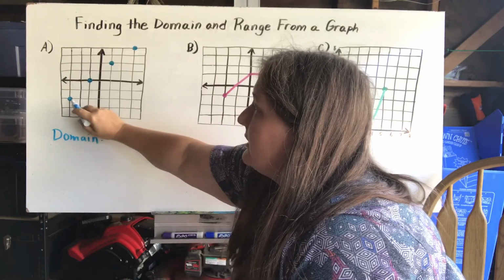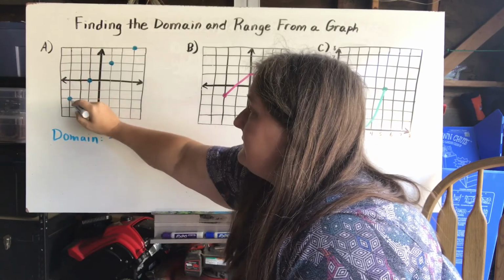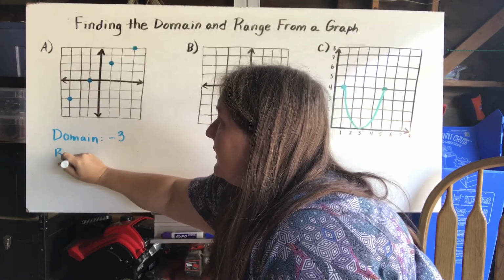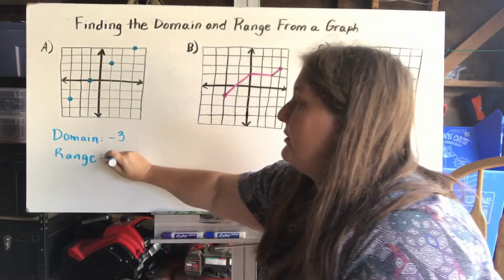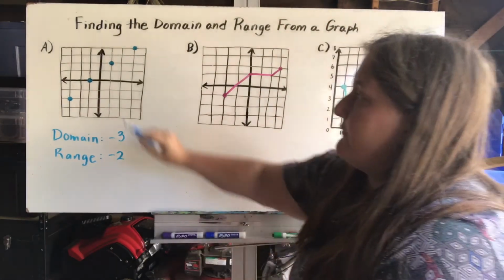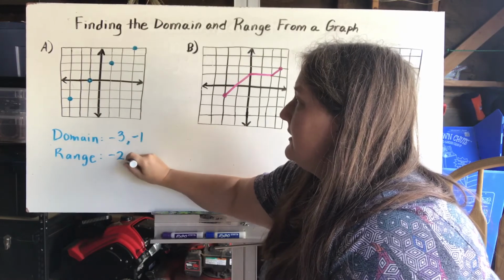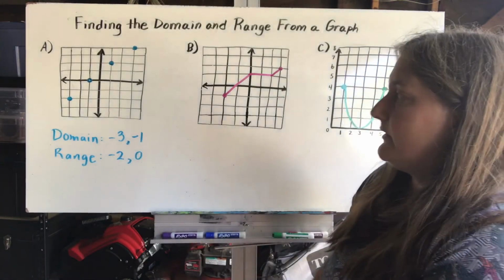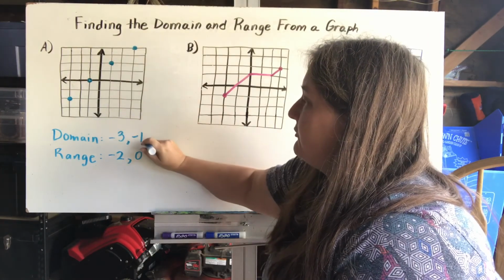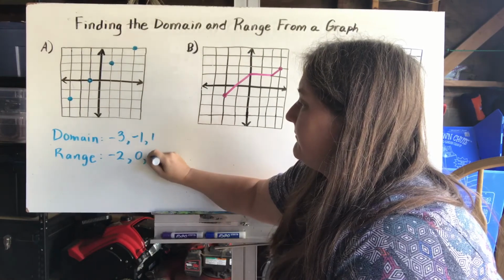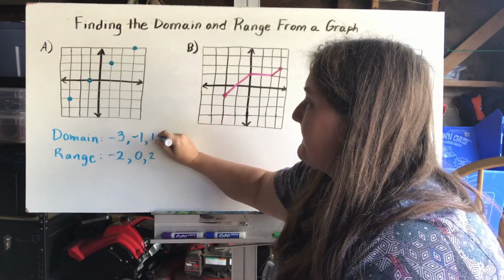So I've got a point here that is at -3 and then down 2. So in the domain, I would add a -3, an input of -3, and an output of -2. For this next point, I've got -1 as my x value, that's my input, and my output is 0. For this point right here, my input is 1, my output is 2. And for this point here, my input is over 3 and my output is 4.